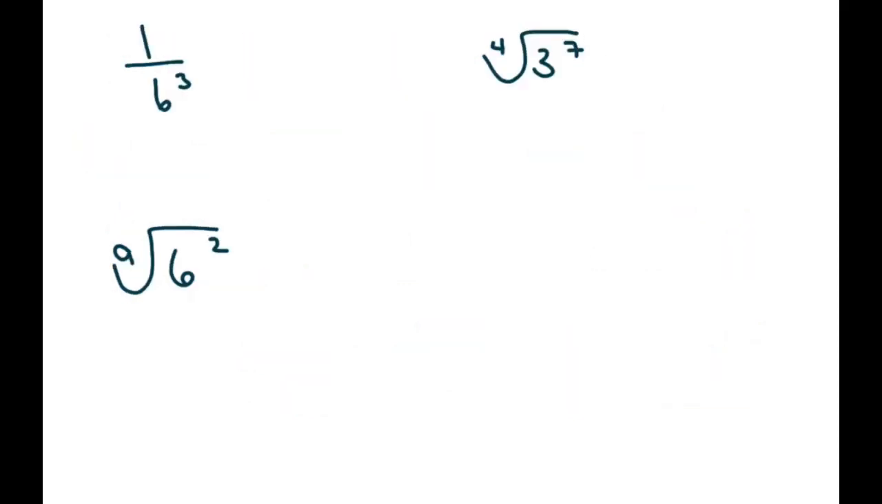And we get started. So they just want these to look exponential. So we're going to write this as 6 to the negative 3. This one is going to be 3. This is your power. This is your root. That's radical to rational way. This would be 6. Your power is 2. Your root is 9.